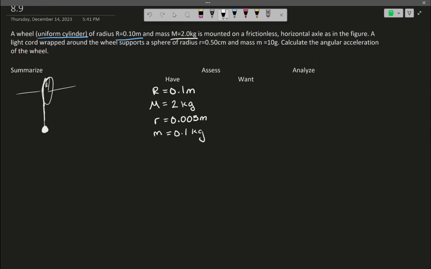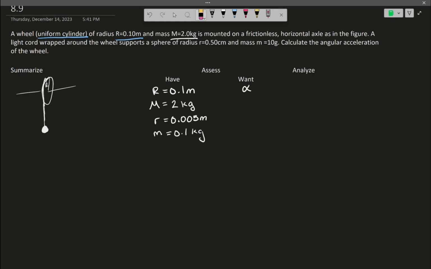And we want to calculate the angular acceleration, so angular acceleration is alpha, of this wheel. So there's a few things that I need to consider here. Whenever we have an object, like a cylinder that has a cord wrapped around it, I'm going to assume that as it spins, I have no slippage happening.